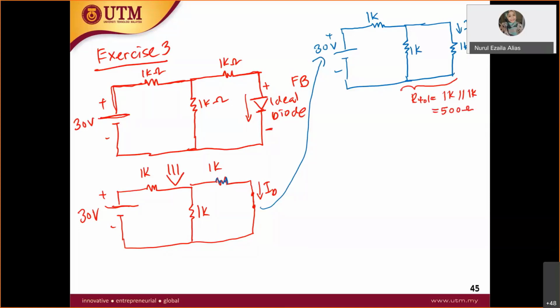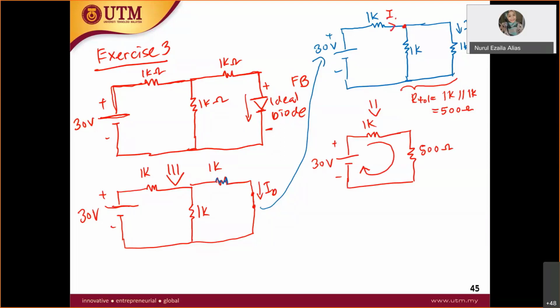So this loop will become the equivalent loop like this. You have plus minus 30 volt, then you have 1K here, and then you have the 500 ohm resistor here. You apply KVL here. For example, I want to make a notation here. So this is my I1, this is my I2, and this is ID.